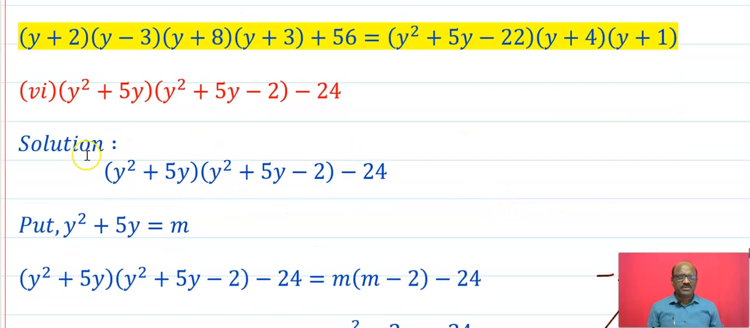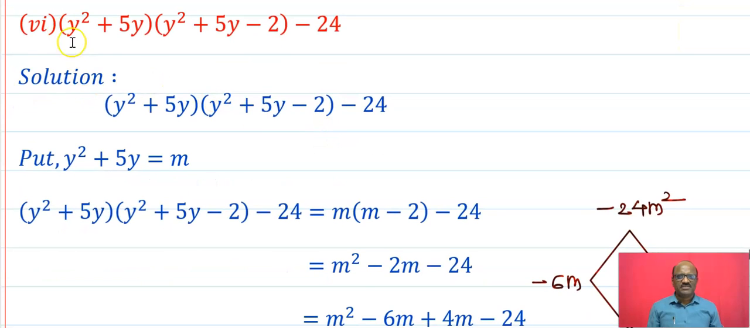Now the next example: y square plus 5y, next bracket y square plus 5y minus 2, minus 24. Again the common term is present here. That means which common term is there? y square plus 5y. Then we treat it as m. Then you will get y square plus 5y in bracket y square plus 5y minus 2 minus 24. That means m here became the first, then m minus 2 minus 24.